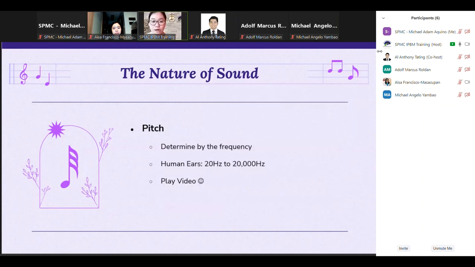So our auditory system can respond to pressure waves over the remarkable range of 20 hertz up to 20,000 hertz. Although this audible range can decrease significantly, especially at high frequency. So hindi lahat from 20 hertz up to 20,000 hertz can be heard.